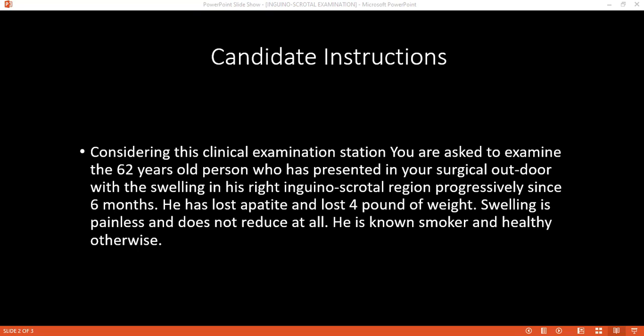So while lying down, I also tell the patient to try to reduce the lump, whether it's possible or not. Then I also ask the patient to cough or try to raise the neck to increase the intra-abdominal pressure so that we can see the impulse.